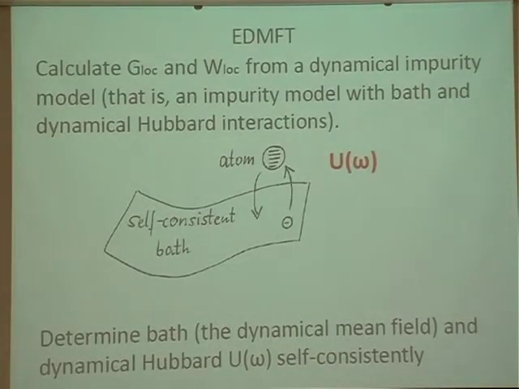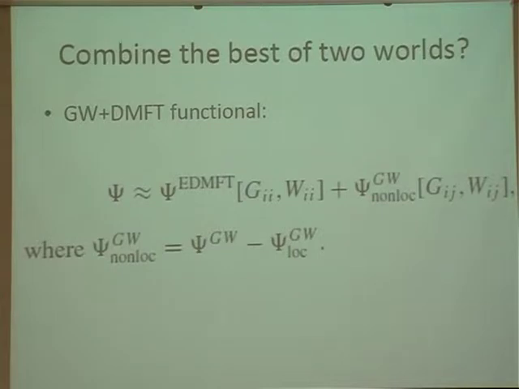Okay, that's what I just said. And then we discussed how to go ahead if we want to combine GW and this extended dynamical mean field point of view. And we did that on the functional level by postulating that our approximation to the psi functional is a combination of a local part stemming from DMFT and a non-local part stemming from GW.